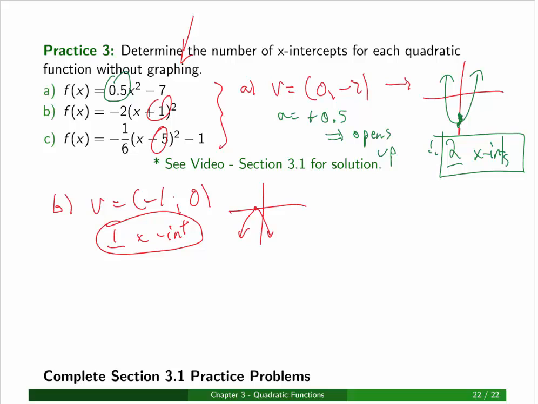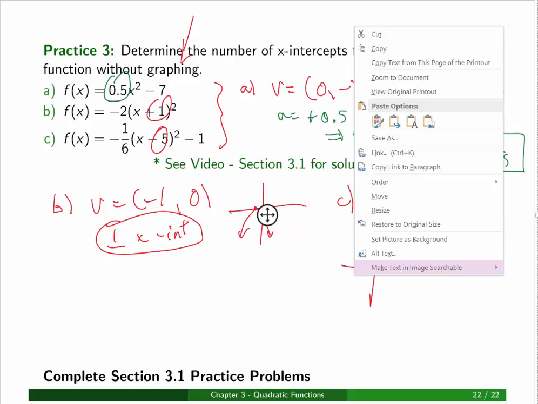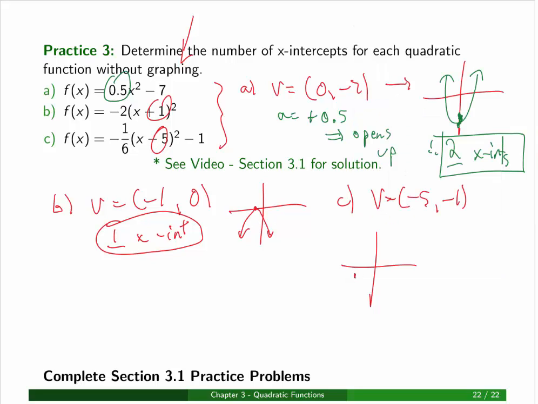Okay, 1 x-intercept. And then of course for the final one, to finish off this video, you can already tell me the answer here. We have -5 and -1. That gives us a value roughly around here. Right there. It opens downward. So guess what? I apologize for the writing, but you get the idea. This guy has 0 x-intercepts.